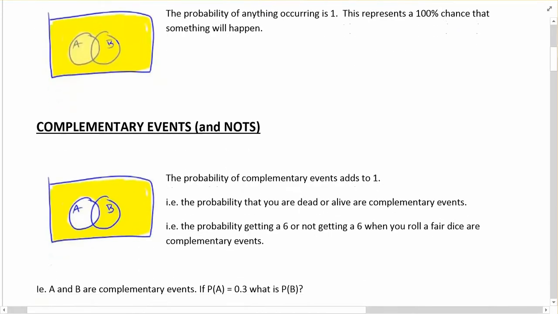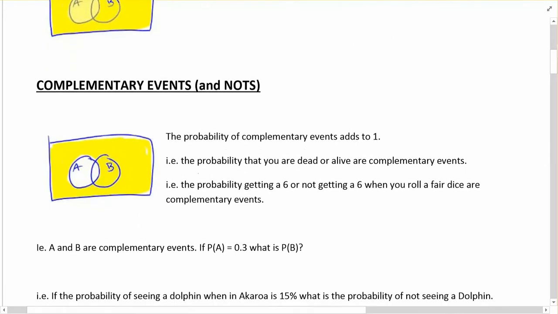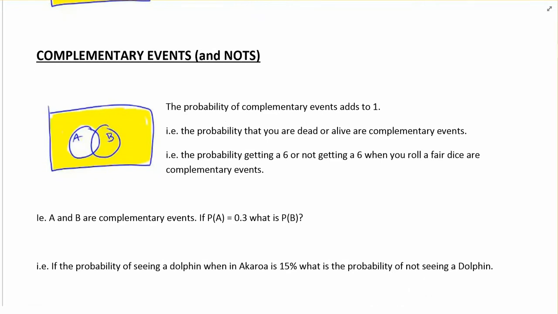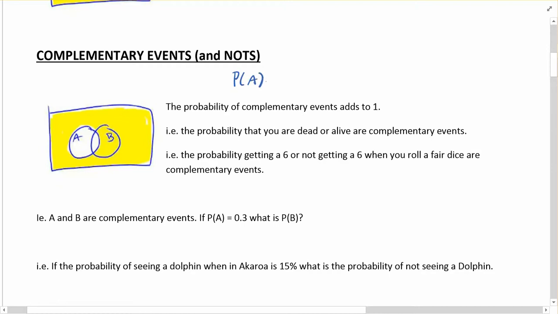Complementary events are situations where they complement each other, kind of like black and white, but what they're complementing is that they'll add up to 1. So the probability of complementary events adds to 1. And some notation to remind yourself of: if I write something like this, that means the probability of A. So the probability of A plus the probability of B would be equal to 1. These would be complementary.